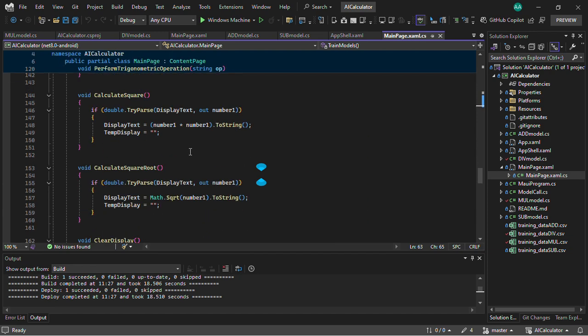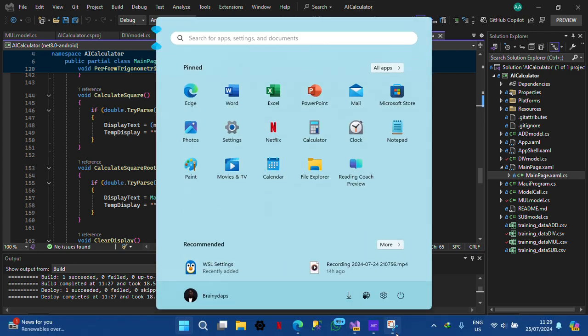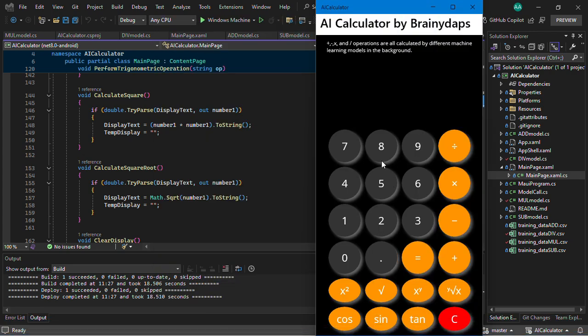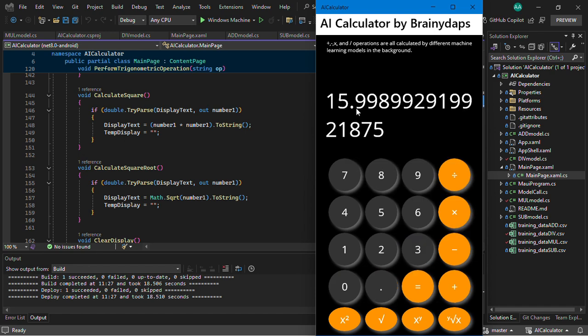Let's demonstrate it and see how this works. Now let's try 8 plus 8. We all know 8 plus 8 is 16. Now it's giving us 15.99. So this is the prediction that was made by the AI. 8 plus 8, it made a prediction of 15.99988. So it doesn't use a mathematical library to make those calculations as you would expect from a normal calculator.